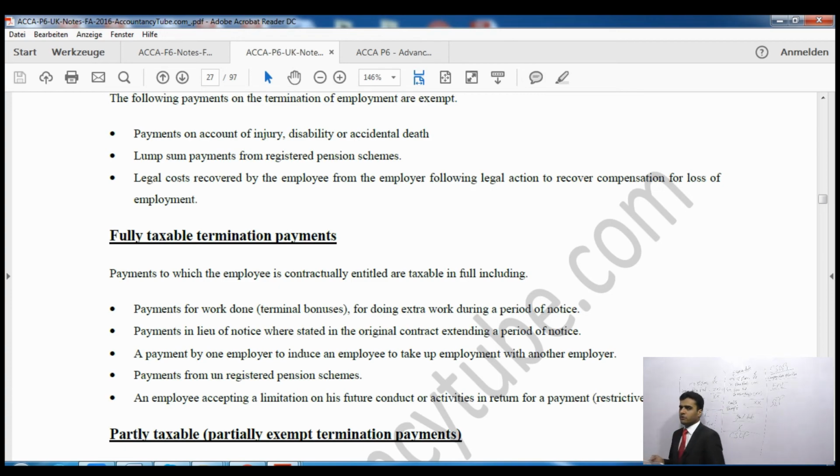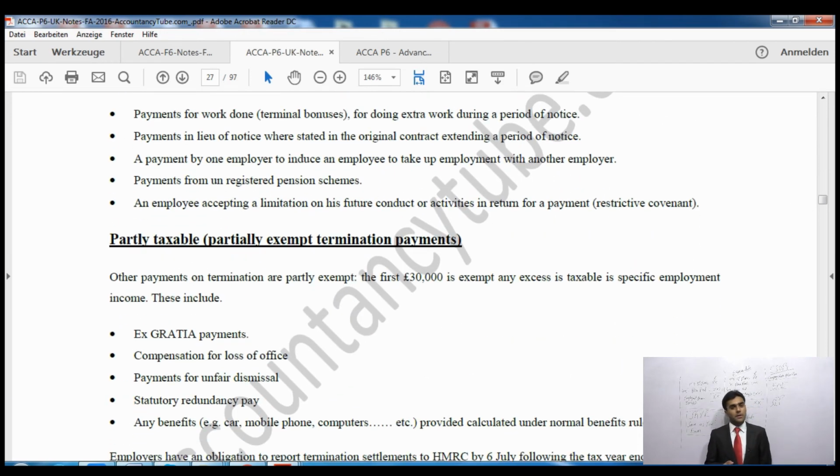Now, ACCA applies restrictive covenants on the markers, whoever the examiners are. So whoever the ACCA examiner is, they cannot go to do another job for some period after they finish being the ACCA examiner. They cannot be employed somewhere else for some period of time. This is known as restrictive covenant. So obviously ACCA will be paying them for sitting at home, so that will be fully taxable.